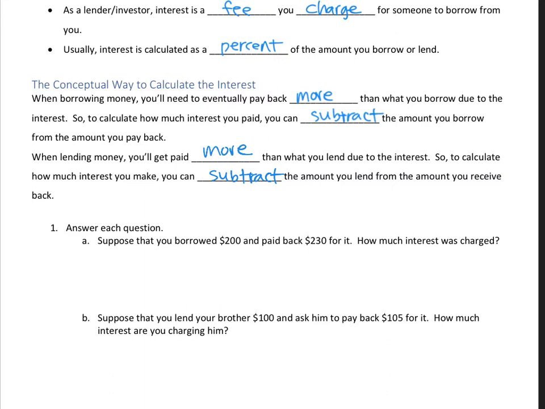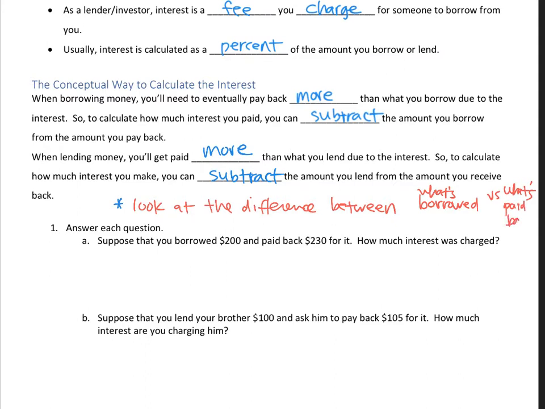So basically, as a side note, look at the difference between what's borrowed versus what's paid back. Usually these two amounts are going to be different. Usually what's paid back is more than what's borrowed because of interest. So if you subtract one from the other, then you'll find out the amount of the interest.